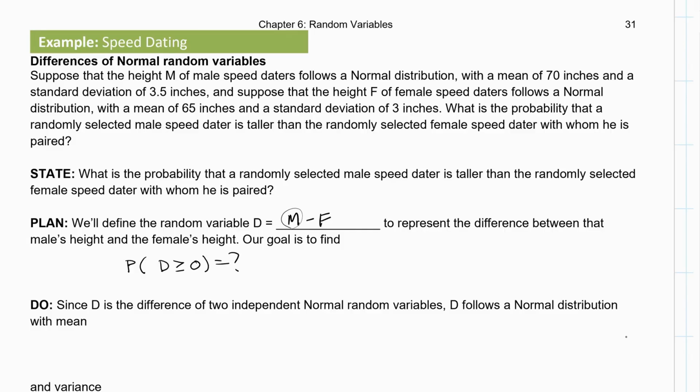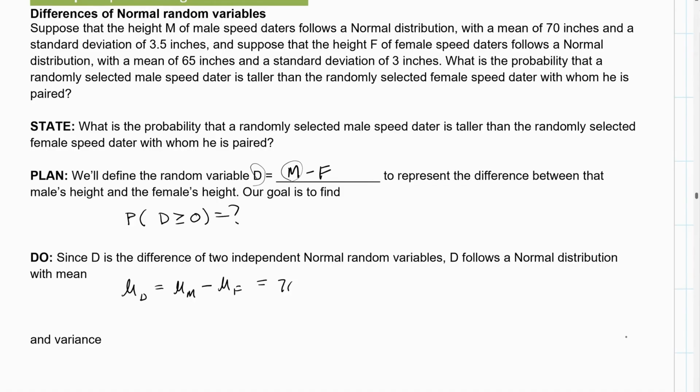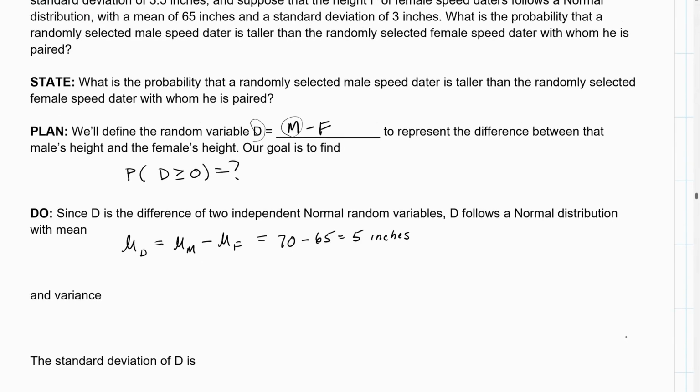That's going to happen when the difference is positive. All right. So we need to find out stuff about this distribution D. Well, first of all, how about the mean of D? Well, that would be the mean of the males minus the mean of the females, which in this case is 70 minus 65, or 5 inches. What about the variance? Well, the variance is going to be the variance of the males plus the variance of the females. Again, assuming that these are random and independent.